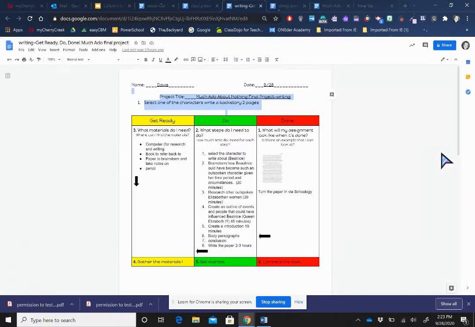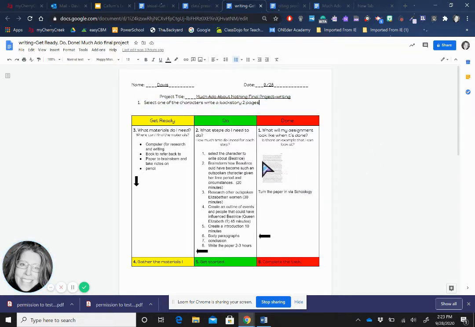Next, I broke down the writing assignment. So I wanted to write a backstory. The one I chose was to write a backstory about one of the characters. So I just kind of put a little picture of a paper there. What do I need to do? Select the character to write about.